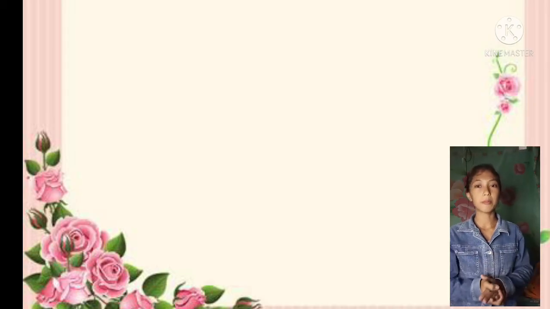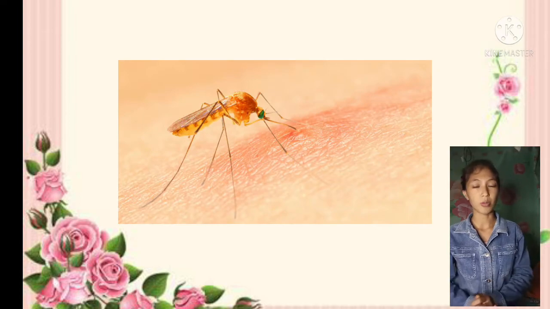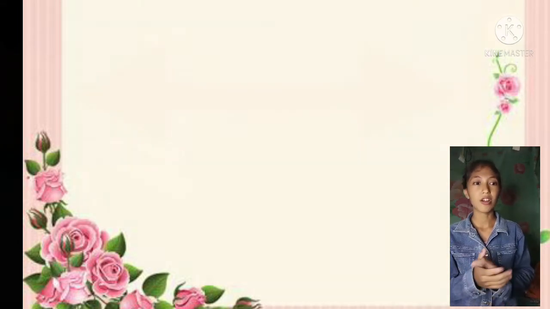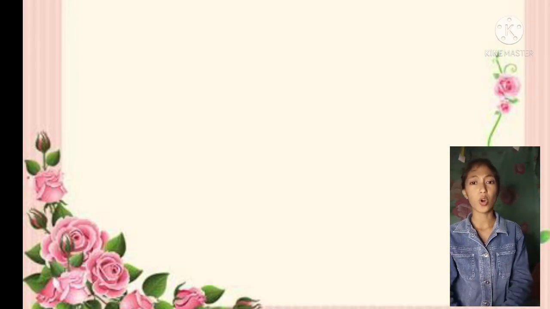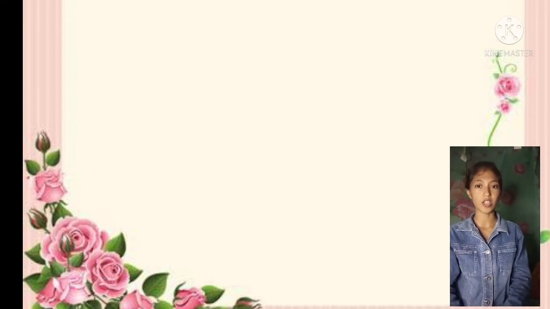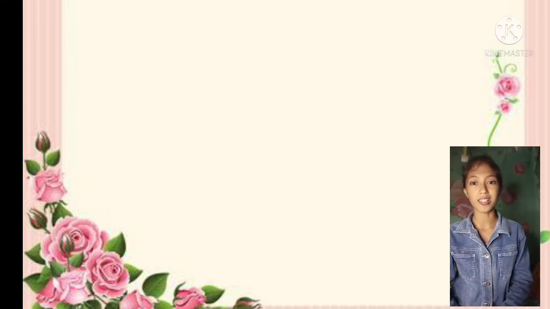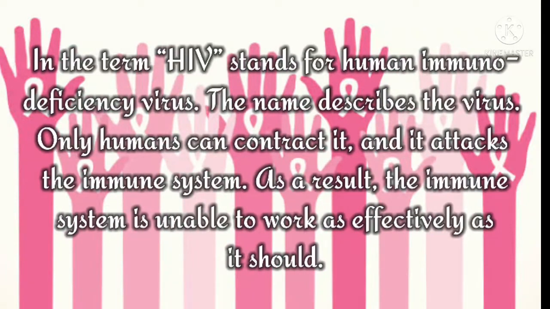HIV is not spread by mosquito bites, from toilet seats, by being coughed on by an infected person, or by casual contact with someone who is HIV positive or has AIDS. The term HIV stands for Human Immunodeficiency Virus. The name describes the virus. Only humans can contract it, and it attacks the immune system. As a result, the immune system is unable to work as effectively as it should.